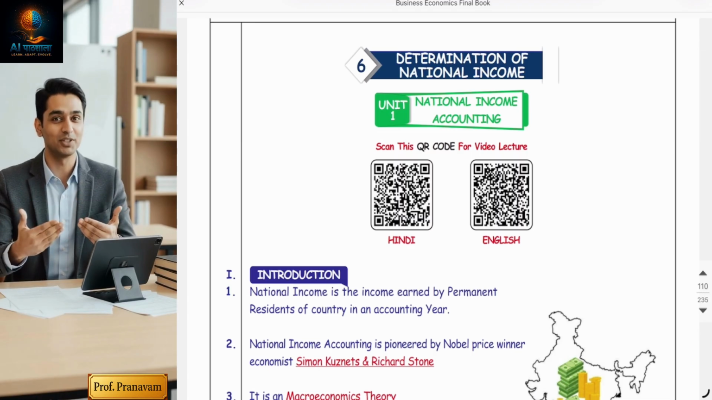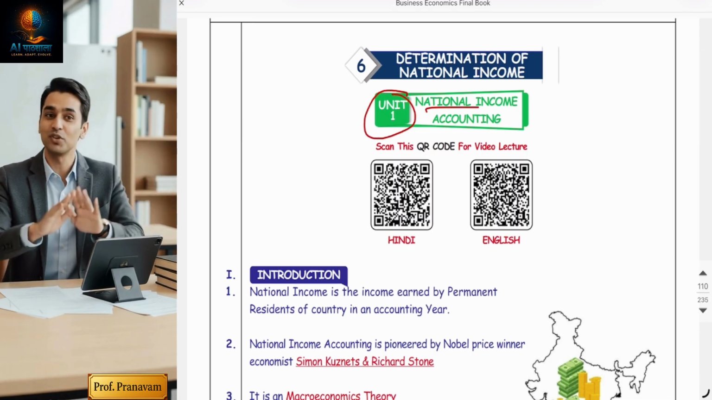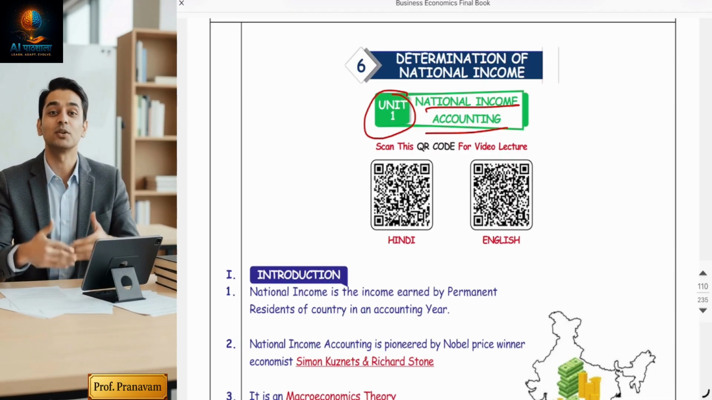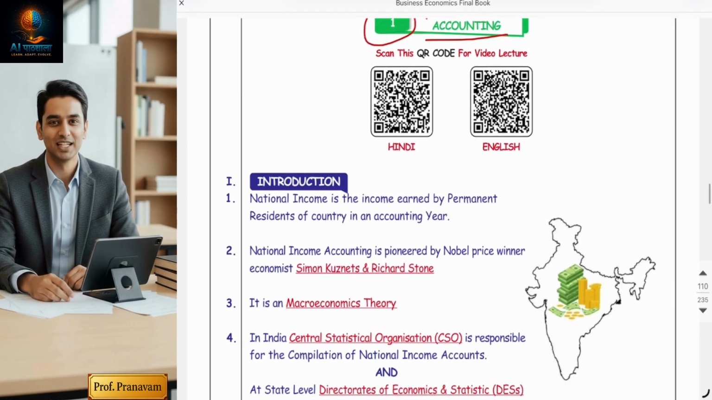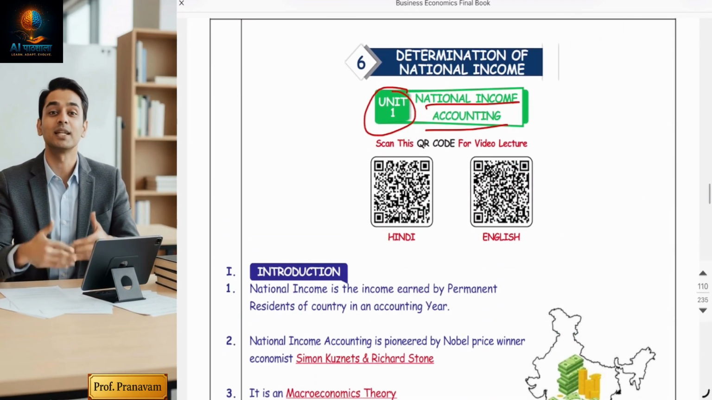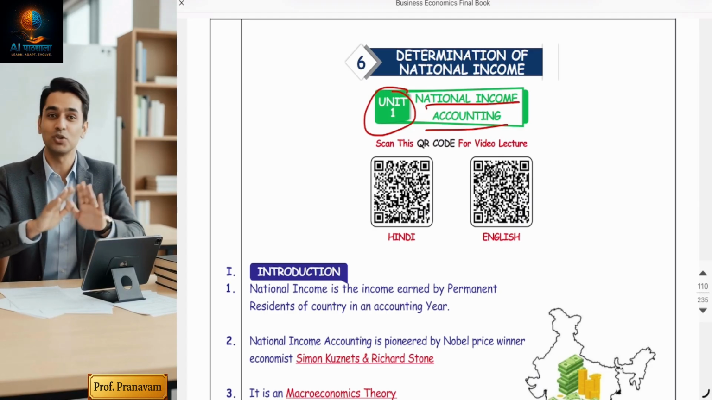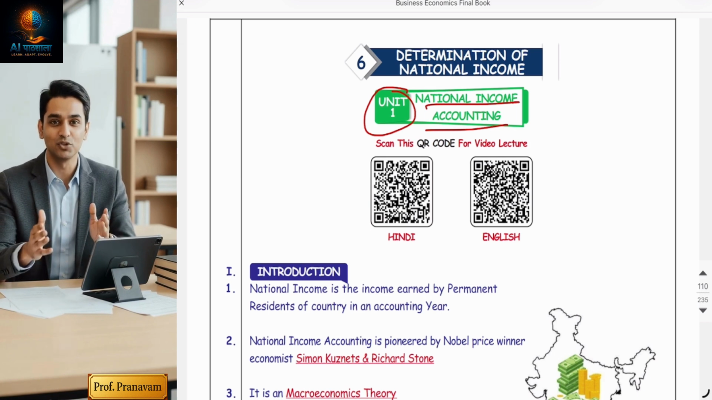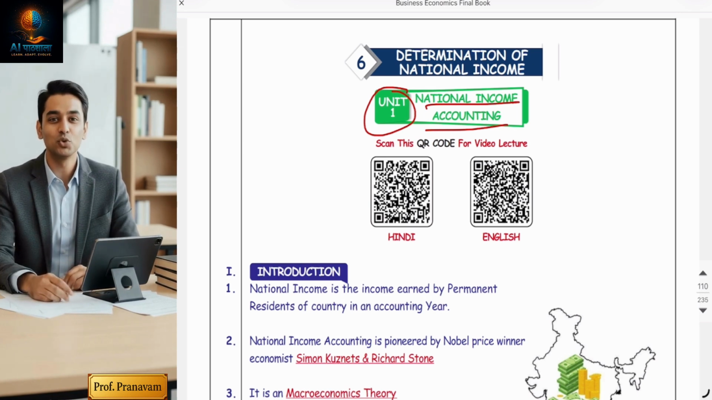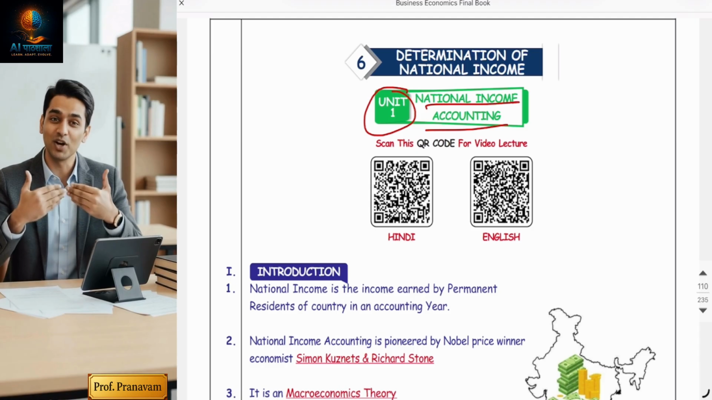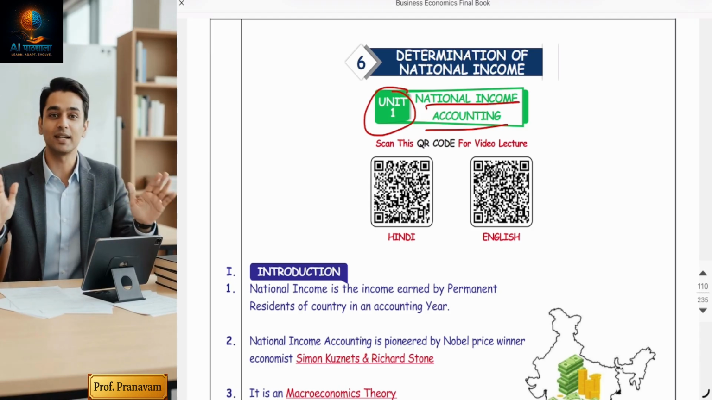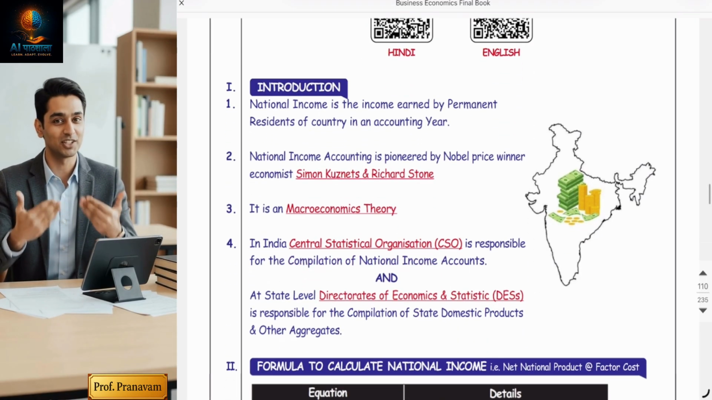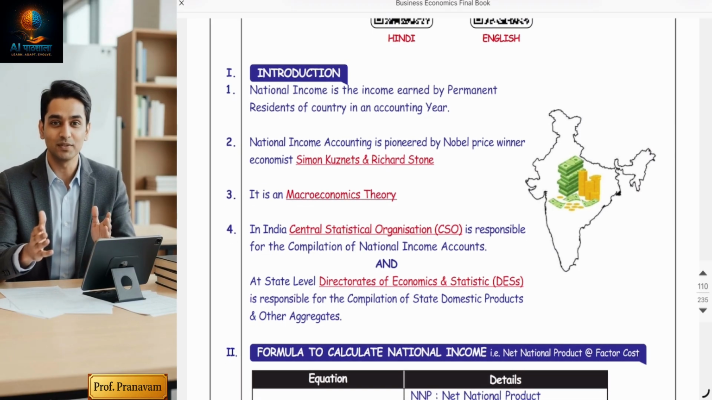Hence, in this chapter 6, we are starting with unit 1, national income accounting. Now, a very interesting chapter. In this topic, you'll be able to understand the formulas to calculate national income, not any individual's income, it is the entire country's income. If I talk from India's point of view, it is India's income. So first we should understand what national income accounting is.